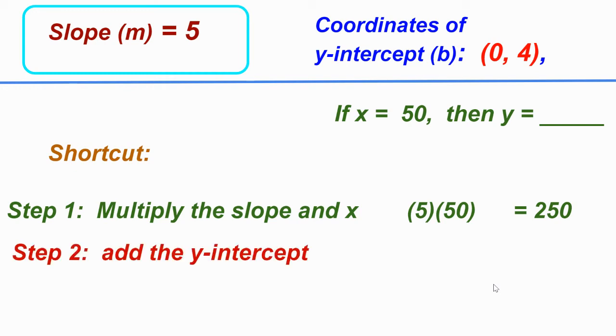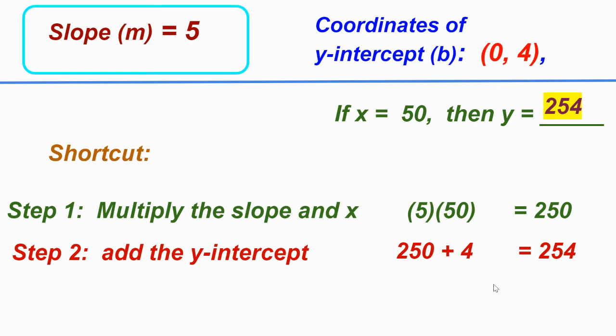The second step is to add the y-intercept to that 250. So I'm just going to do 250 plus 4, and my answer is 254. So that's my y, right? It's a lot better than having to extend the table and keep counting and adding every time. No, we can come up with a pattern.